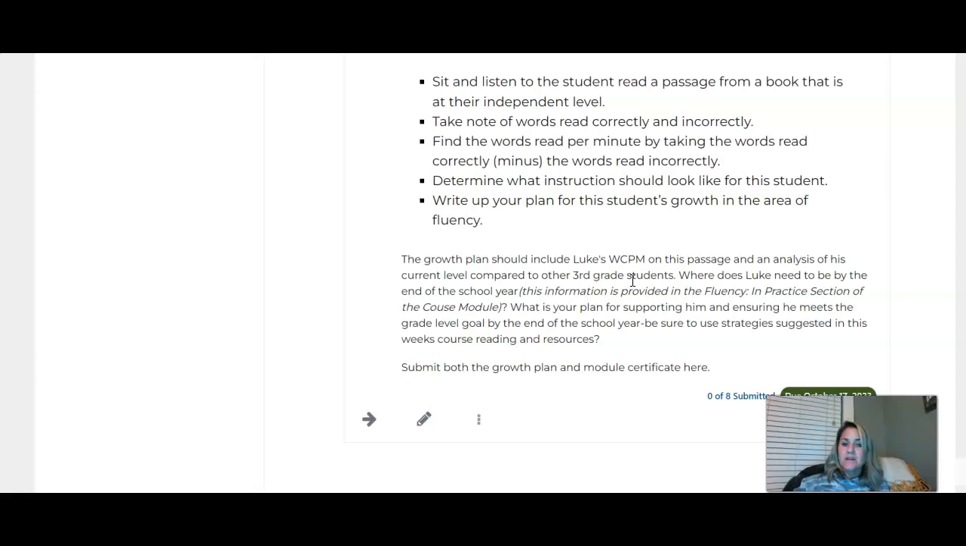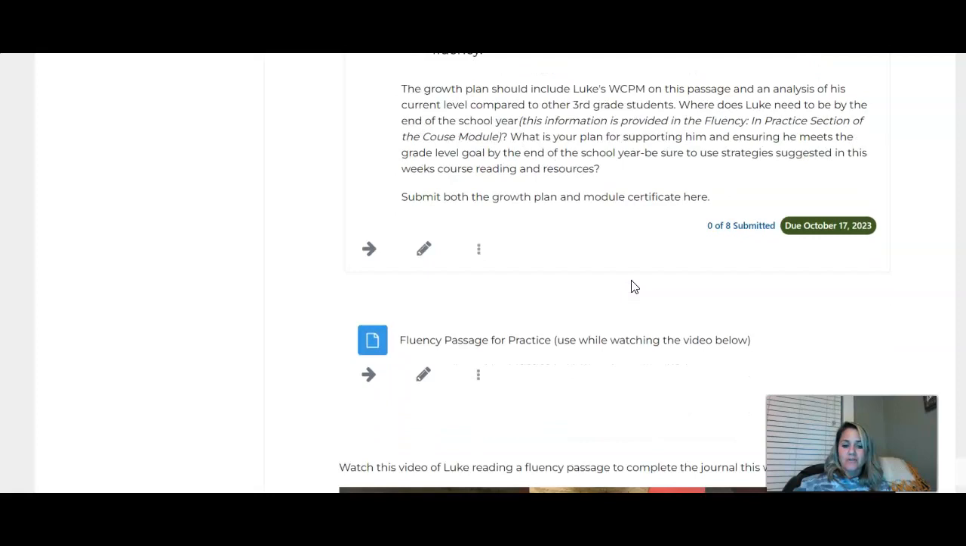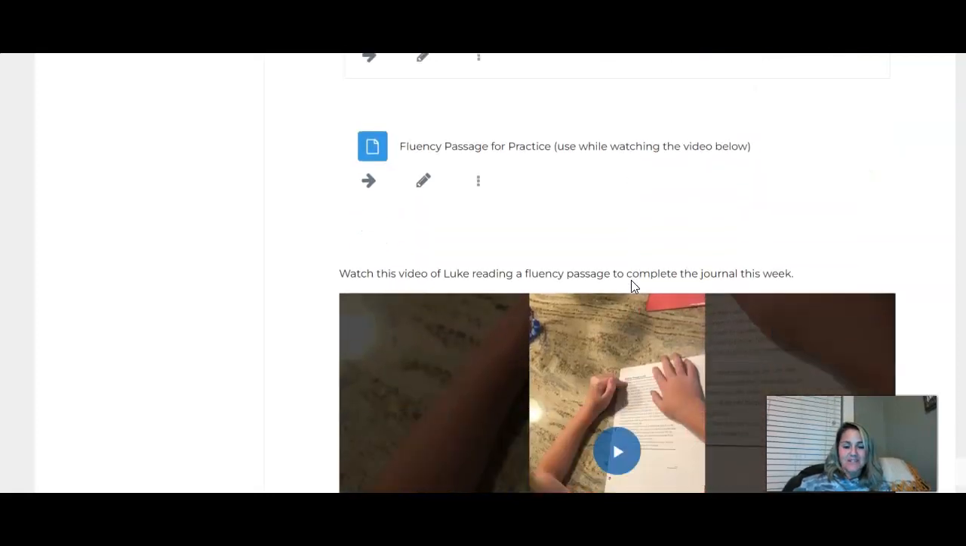I think once you get into all of this and see the instructions and learn more about fluency, you will understand more clearly than you do even from my explanation tonight.